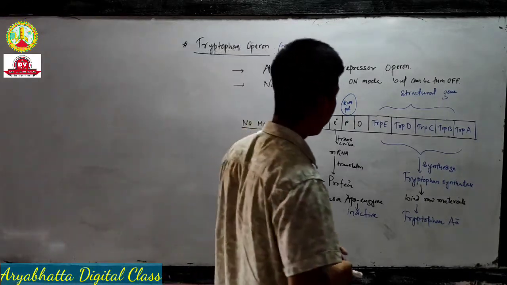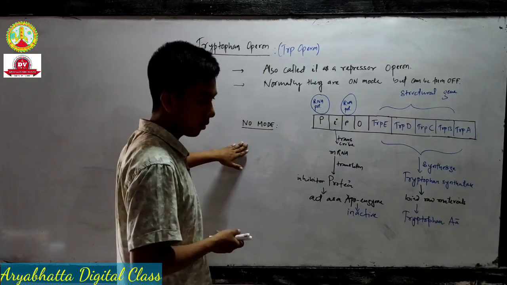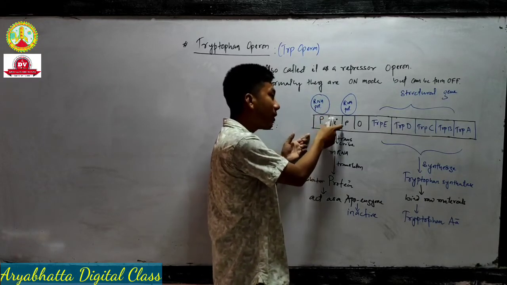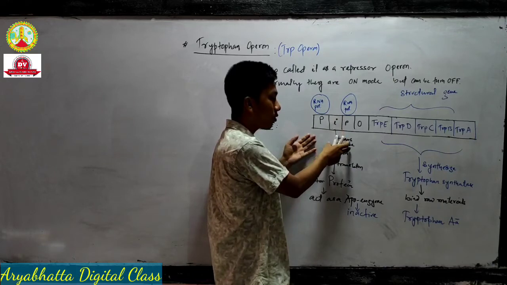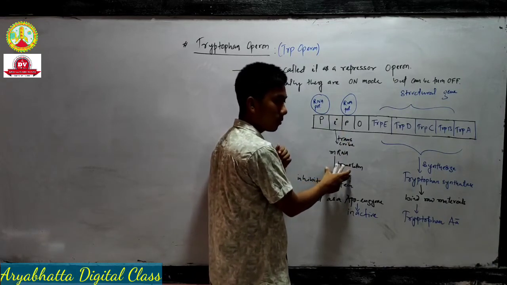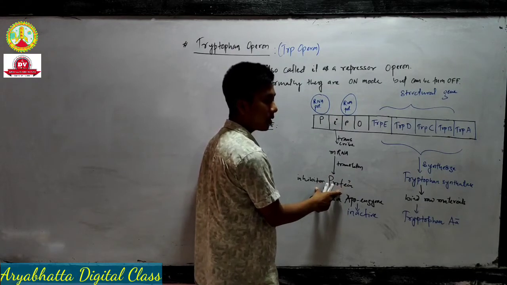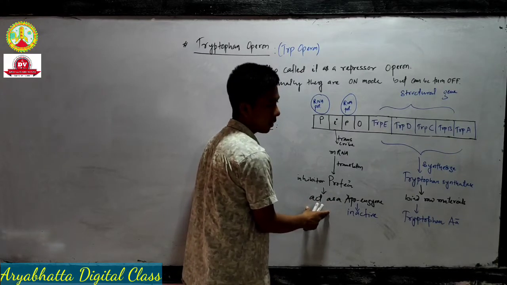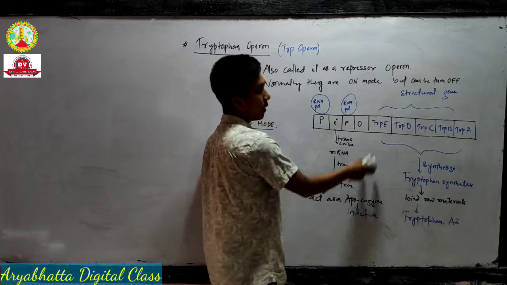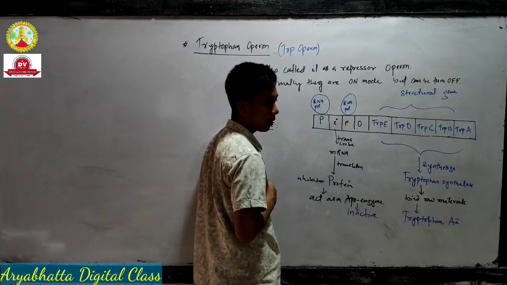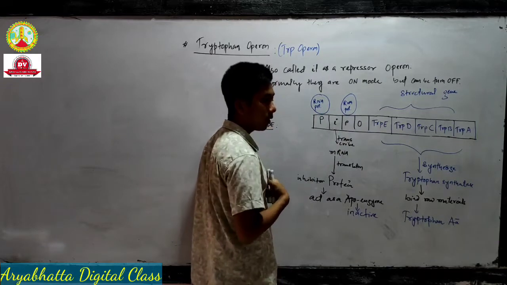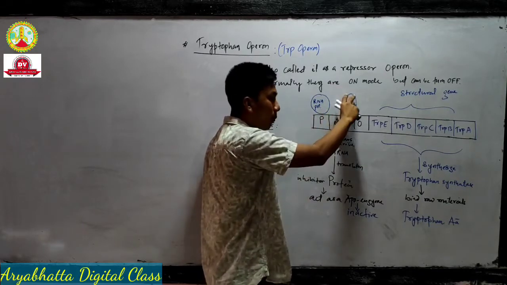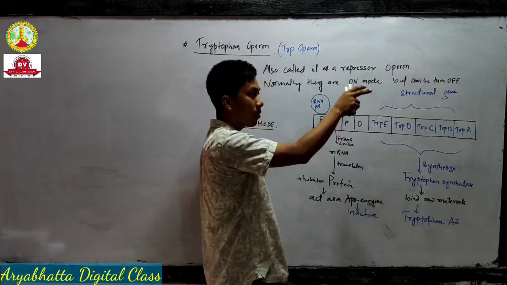So again, what happened? In on mode, the RNA polymerase enzyme, when it slides over the inhibitory gene, the inhibitory gene undergoes transcription, then translation, then forms inhibitory protein. This inhibitory protein acts as an apo enzyme, which is inactive in nature. Due to its inactive form, it cannot bind with the operator gene. As a result, there is no inhibitory protein at the operator gene. The RNA polymerase can easily slide over the five structural genes.